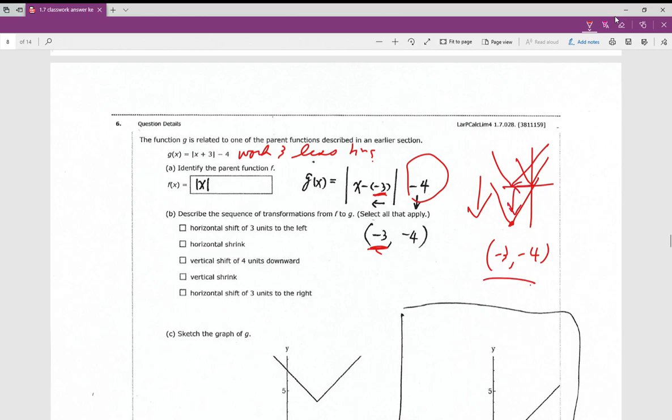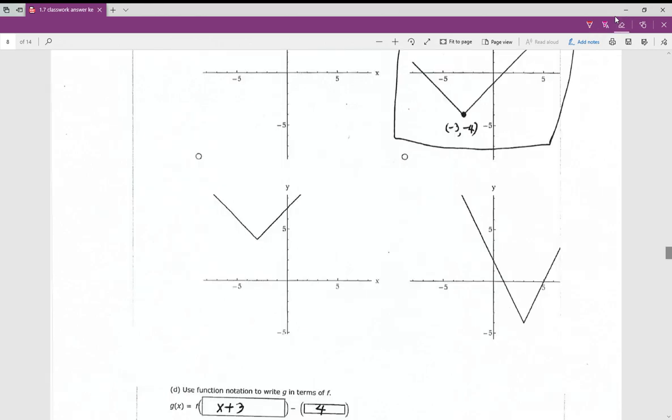So which one do we have the graph like that? Let's see. -3, -4. So keep in mind, this is -3, -4. This is how you choose. Okay.